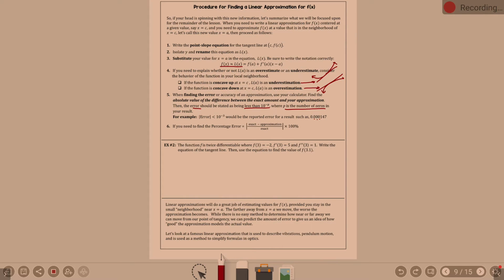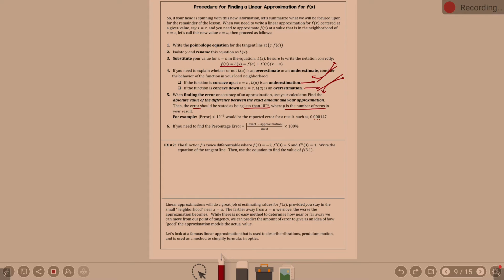And if you need to find a percentage error, which we'll do a little bit, it's exact minus approximate over exact, and you can multiply that decimal by 100 to get your percent. Okay? So, there's some information. Let's put it to work.